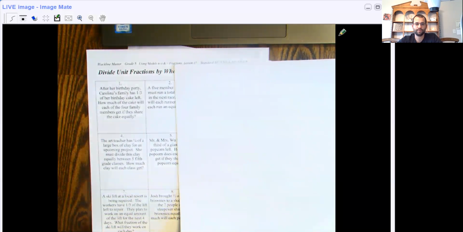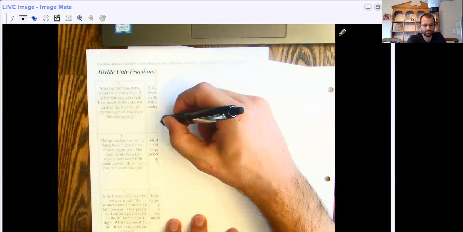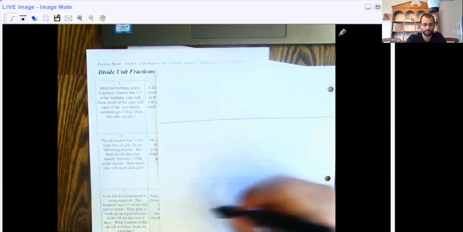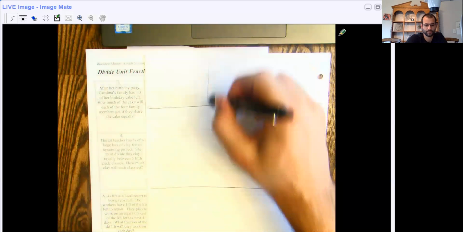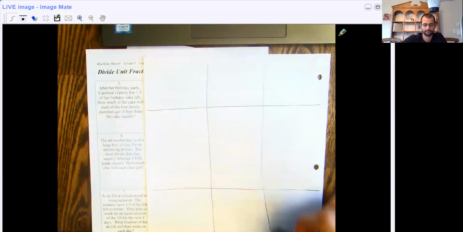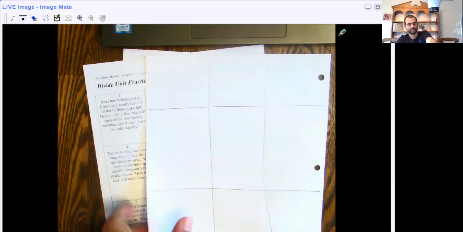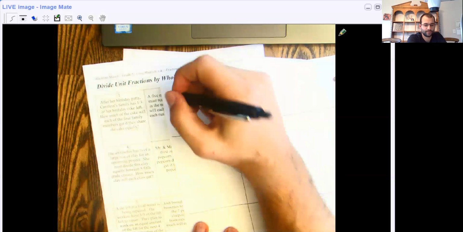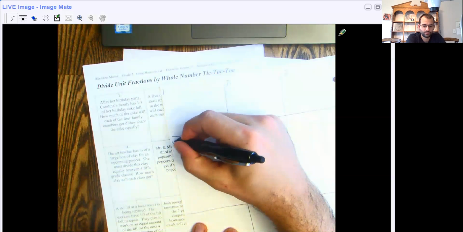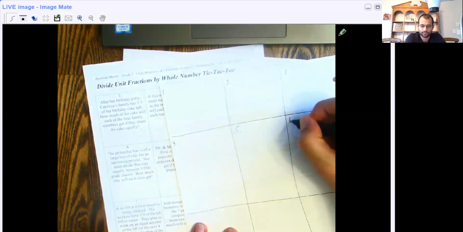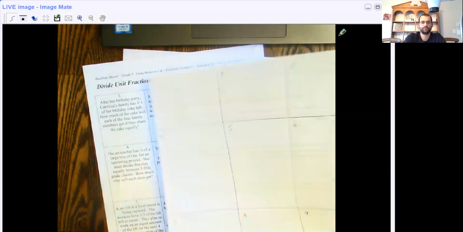Go ahead on your blank sheet of paper and split this into 9 boxes. You can split it with 2 lines going across and 2 lines going down, and then you can label each of your boxes. Label this one number 1, 2, 3, 4, so you've got your 9 different problems.